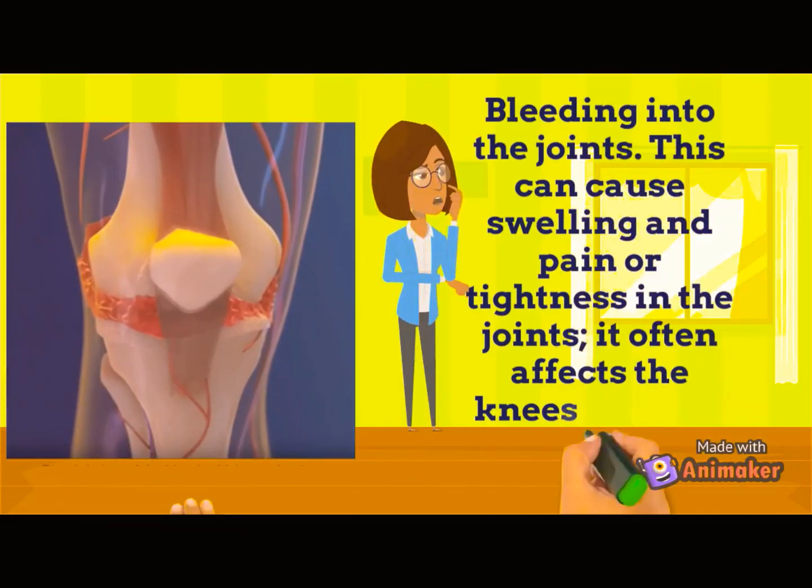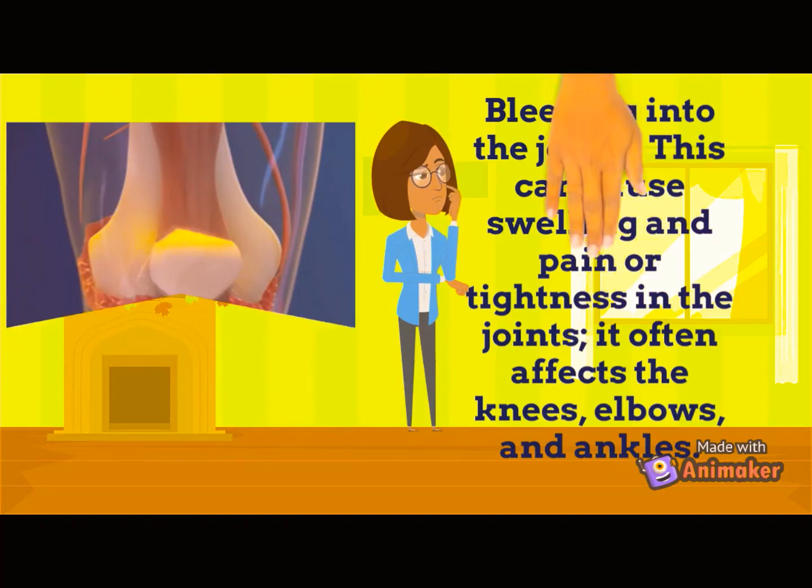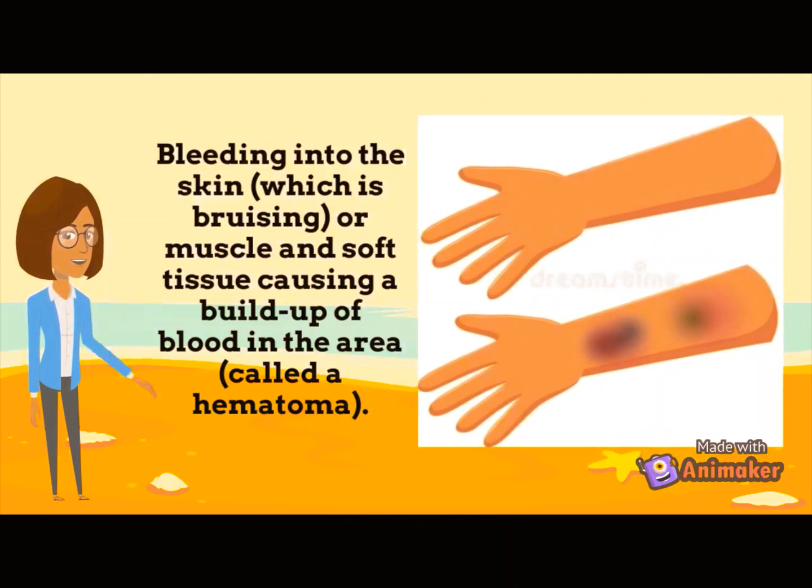Bleeding into the joints. This can cause swelling and pain or tightness in the joints. It often affects the knees, elbows, and ankles. Bleeding into the skin, which is bruising, or muscle and soft tissue causing a buildup of blood in the area, called a hematoma.